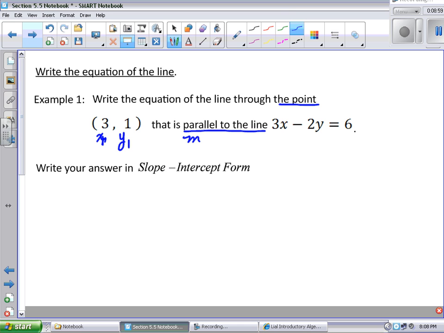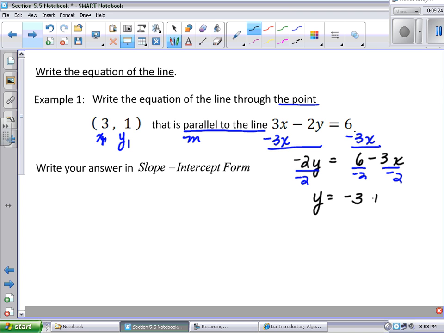So again, I have to start by finding the slope of this line. Get y by itself, subtract 3x from both sides. That gives us negative 2y equals 6 minus 3x. To get the y by itself, divide every term by negative 2. And we get y equals negative 3 plus 3/2 x. So it tells us we want our slope to be positive 3/2. So m equals 3/2. We need it to be the same.